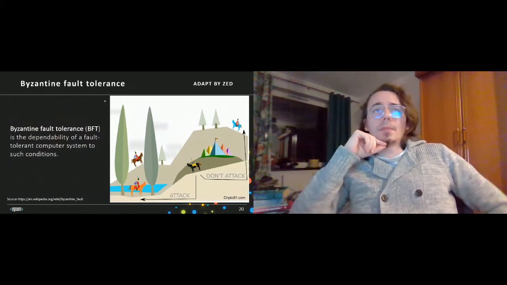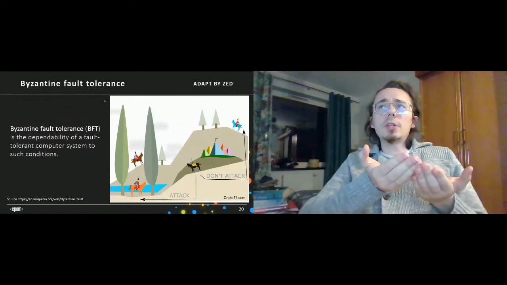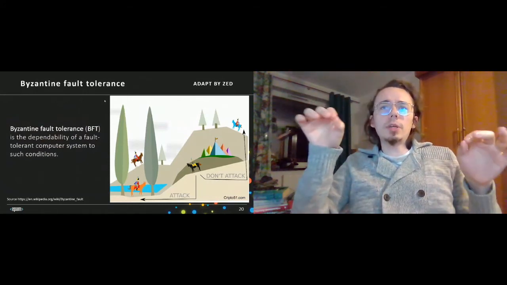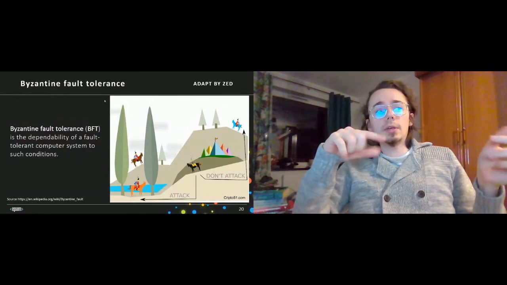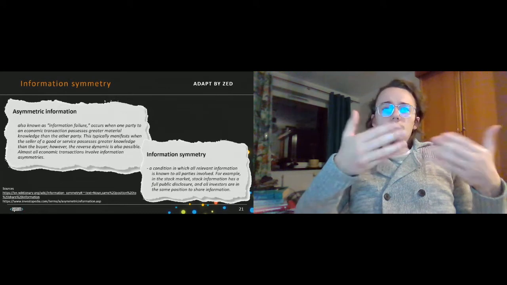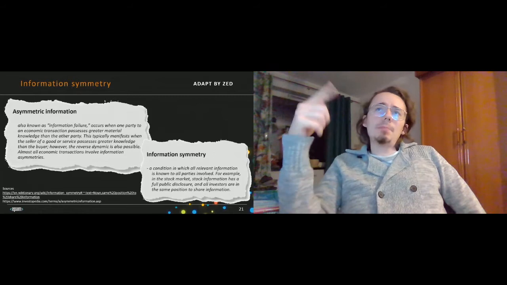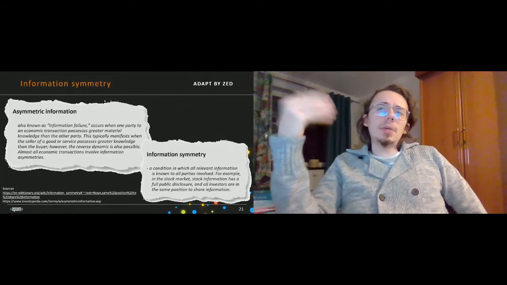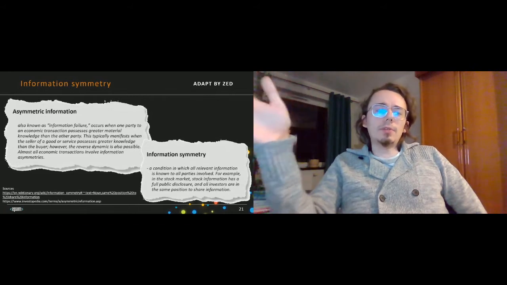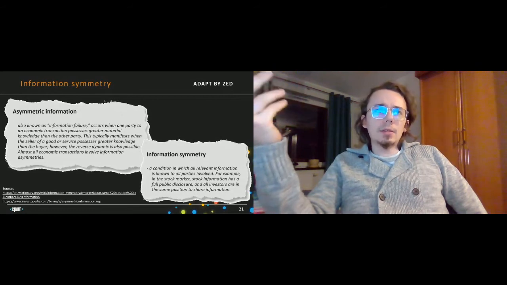Information symmetry is the situation when each party has the same level of knowledge about a given object or topic, for example, just discussing some stuff. Asymmetric information is when some party has better knowledge about a given object and can use it against the other party.